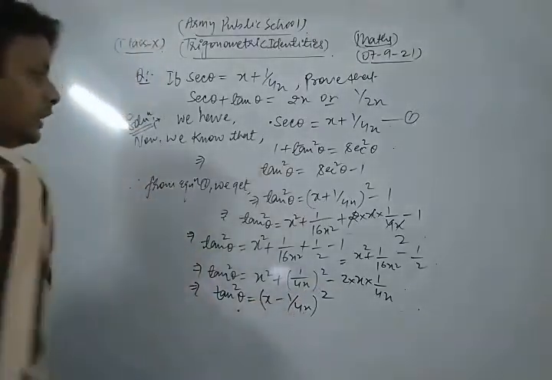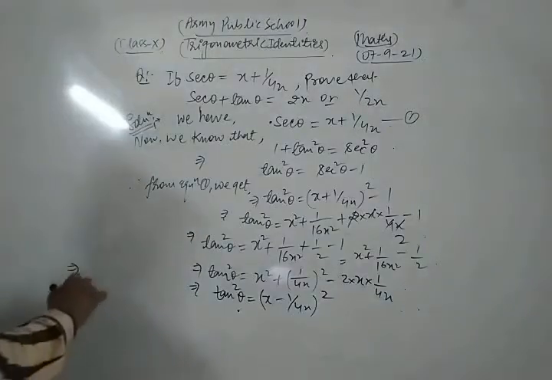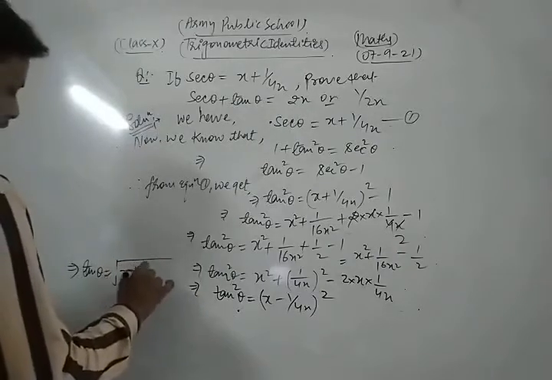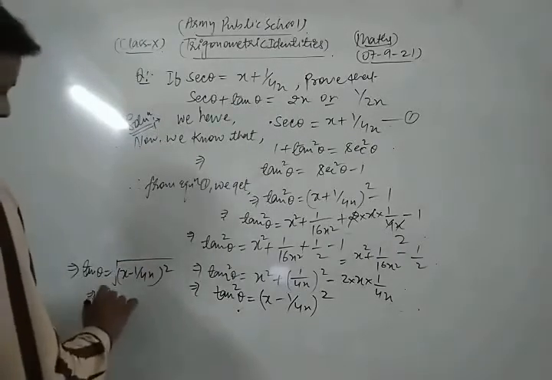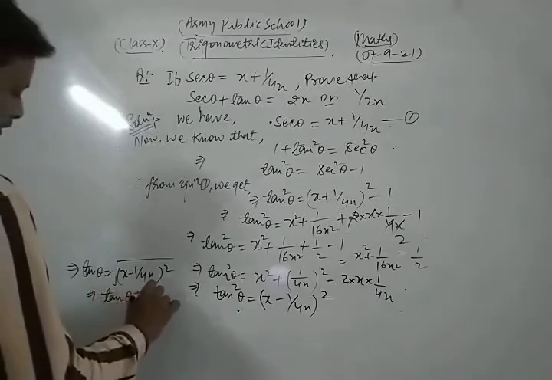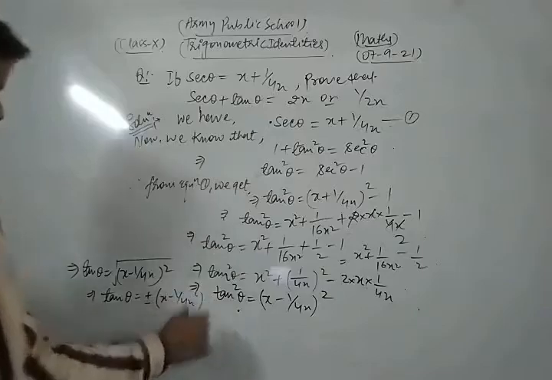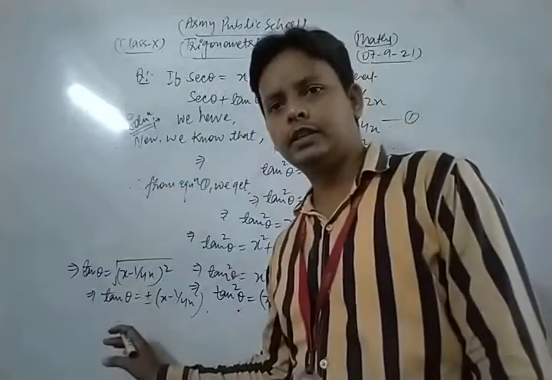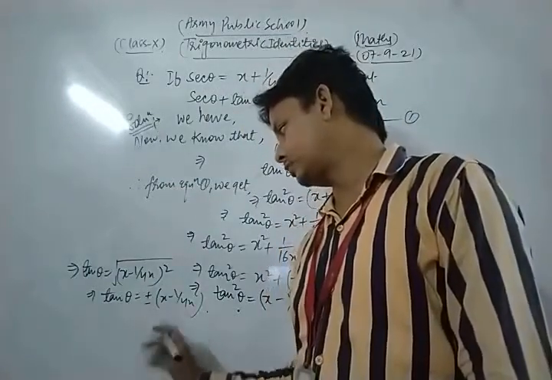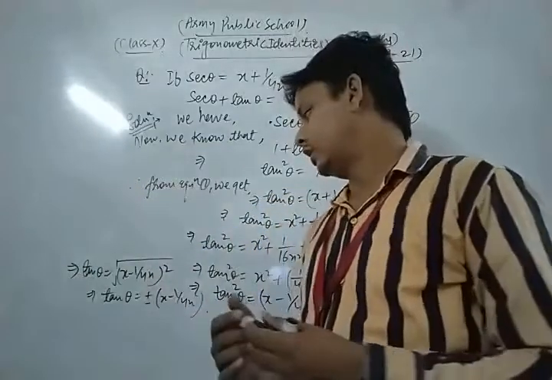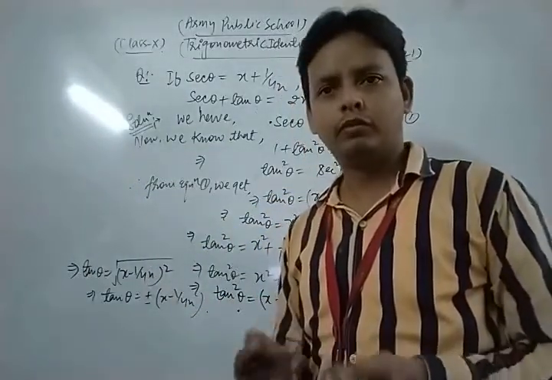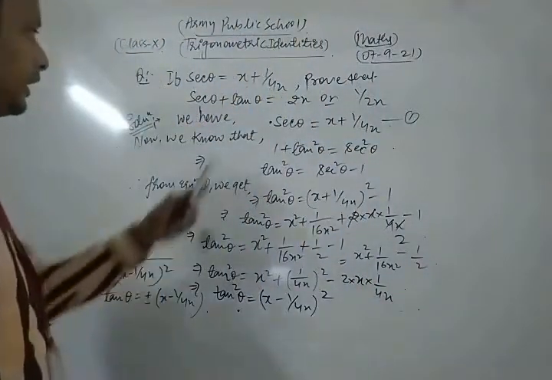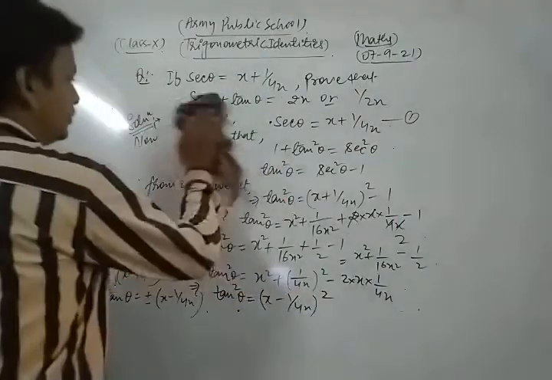Okay, now tan theta is equal to the square root of x minus 1 upon 4x whole square. So we get tan theta is equal to plus minus x minus 1 upon 4x. So in this way we get the value of tan theta as plus minus x minus 1 upon 4x. Okay, now look, what do I do now? In this way we get the value of tan theta, and already we have the value of sec theta. Now look.